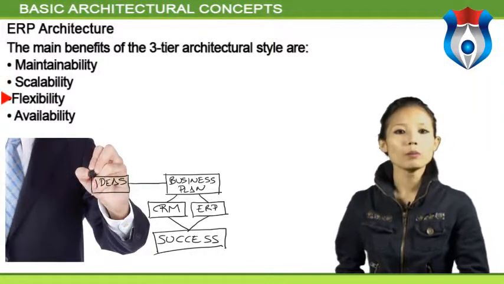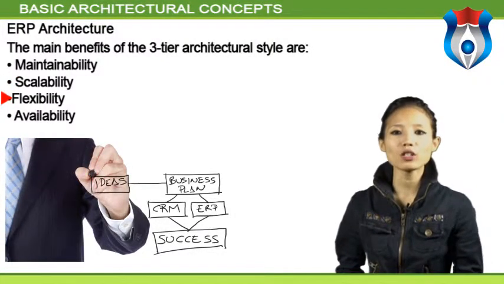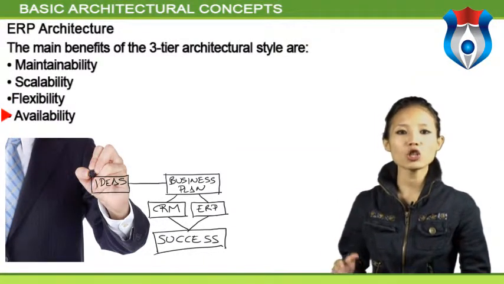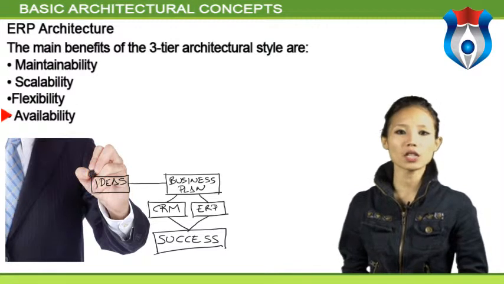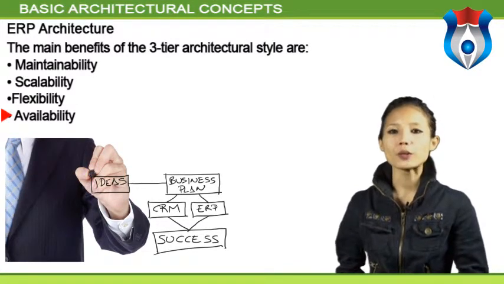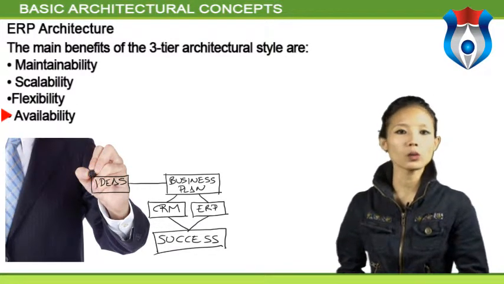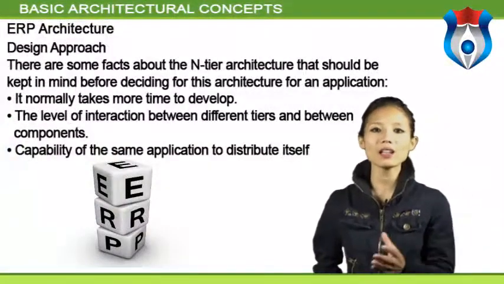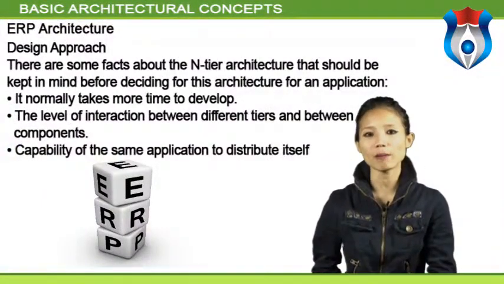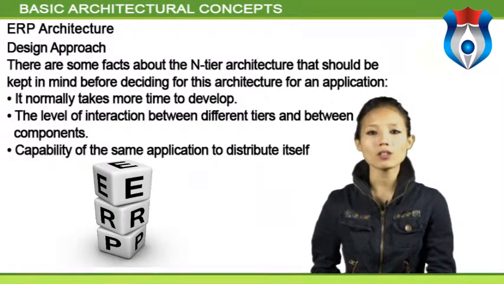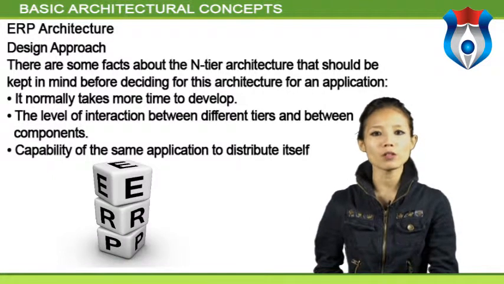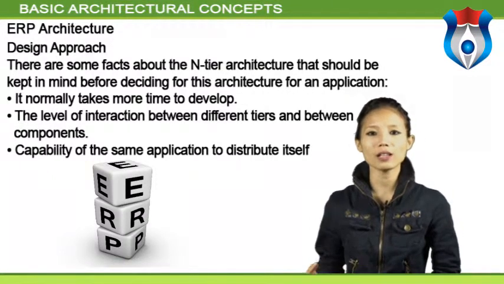Flexibility. Because each tier can be managed or scaled independently, flexibility is increased. Availability. Application can exploit the modular architecture of an enabling system using easily scalable components, which increases availability. There are some facts about the entire architecture that should be kept in mind before deciding for this architecture for an application. It normally takes more time to develop. Number of tiers should be decided in accordance.